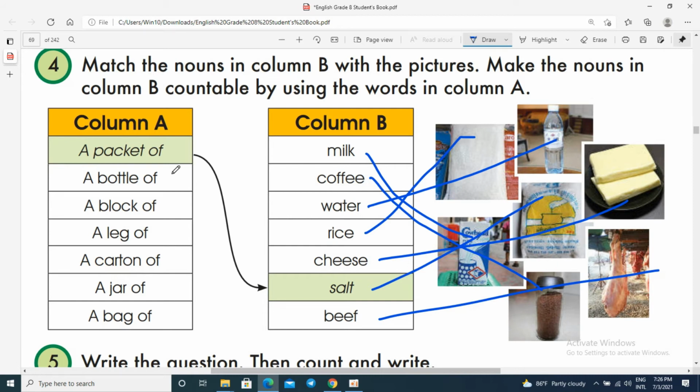A packet of beef. Oh, sorry, salt. A packet of salt.